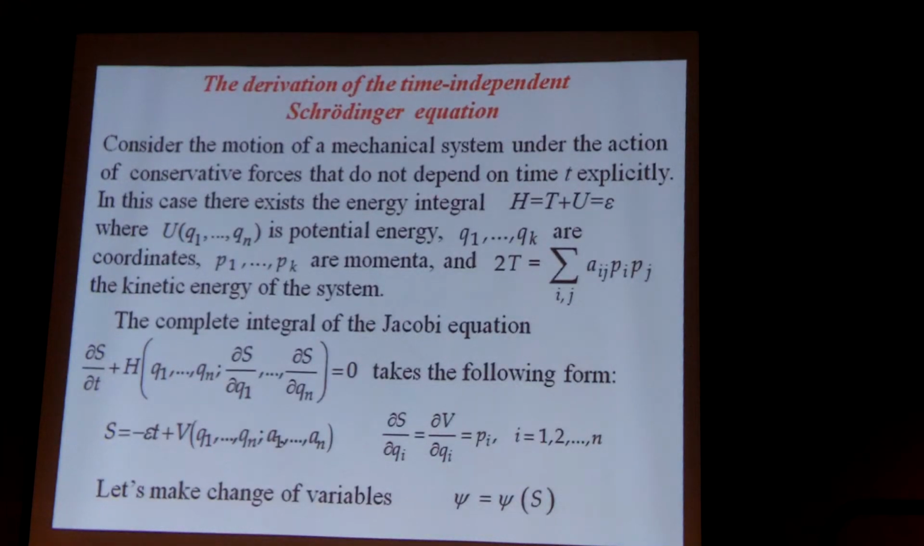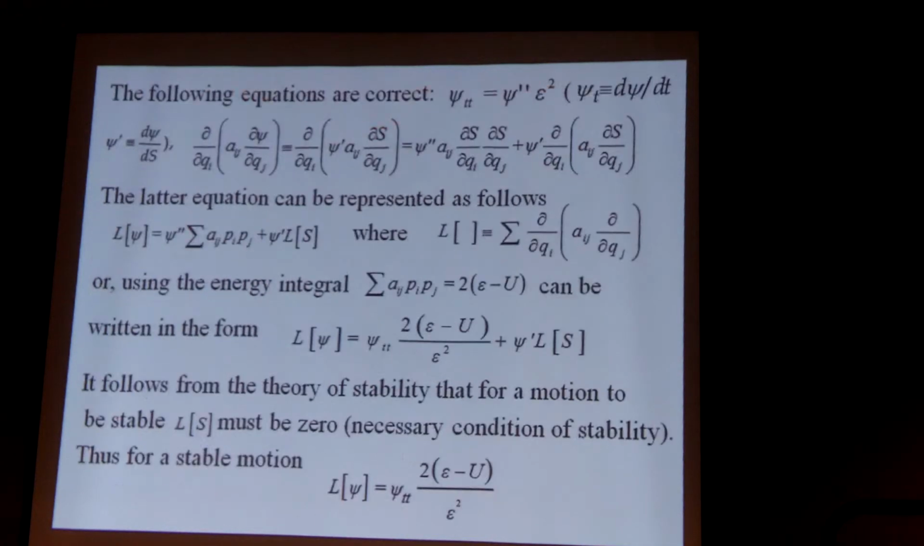This one, where U is potential energy, Q are coordinates, P are momenta, and T is the kinetic energy of the system. The complete integral of the Jacobi equation takes the following form. Let's make a change of variables. The following equations are correct in this case.